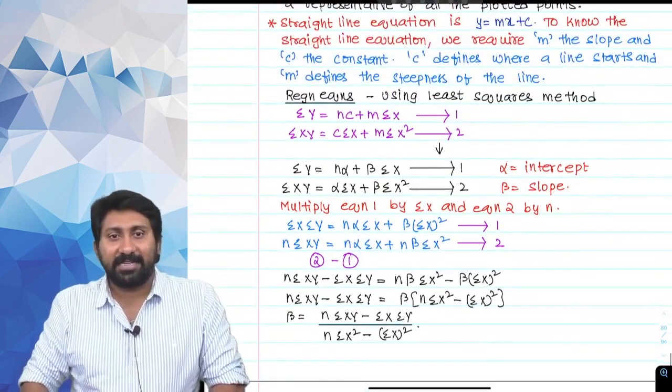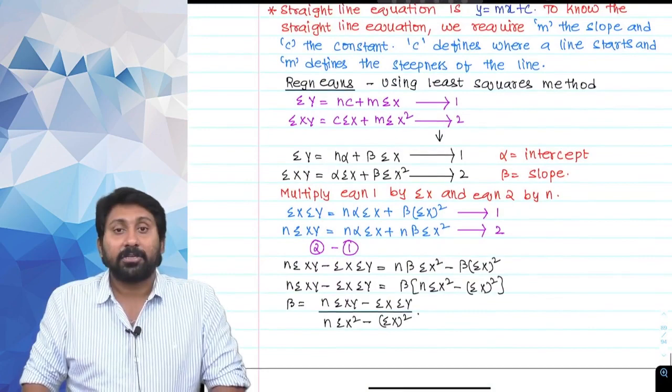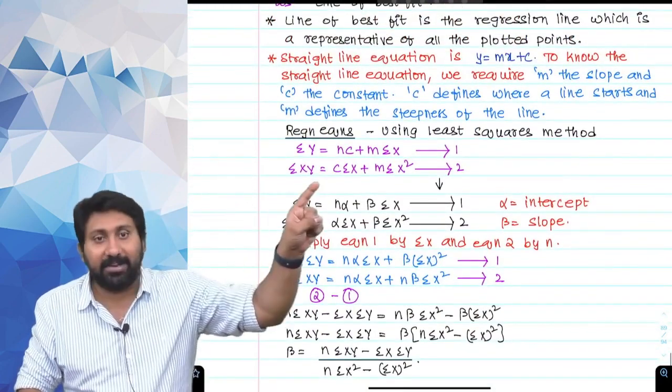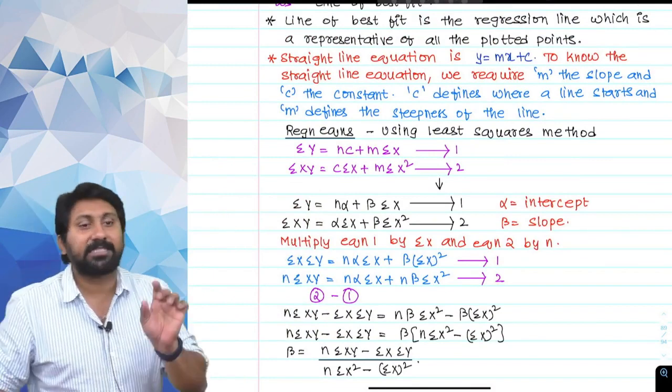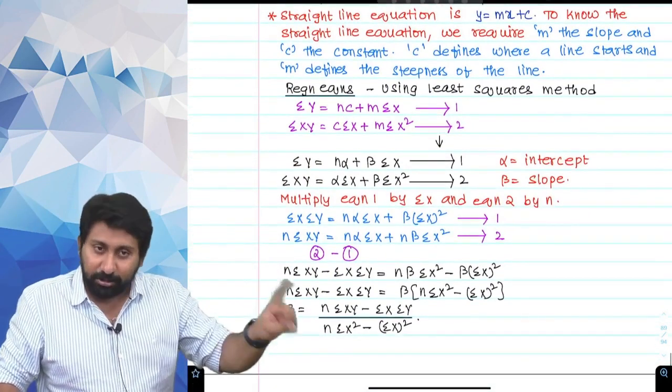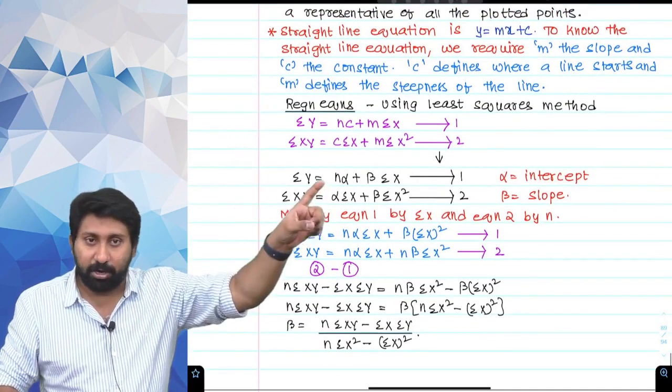Sir, in examination, what do I have to do? If in the exam they give the sharp model, they will do simultaneous equations. If they don't mention the sharp model and just ask to calculate the beta, then use this formula. Sharp model means you need to use the least squares model.